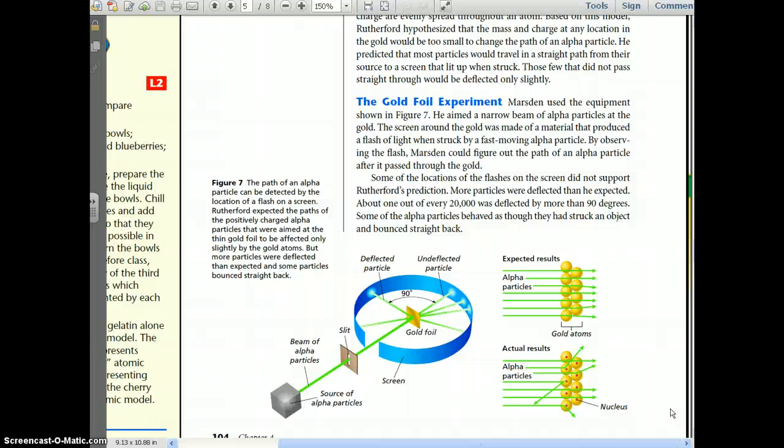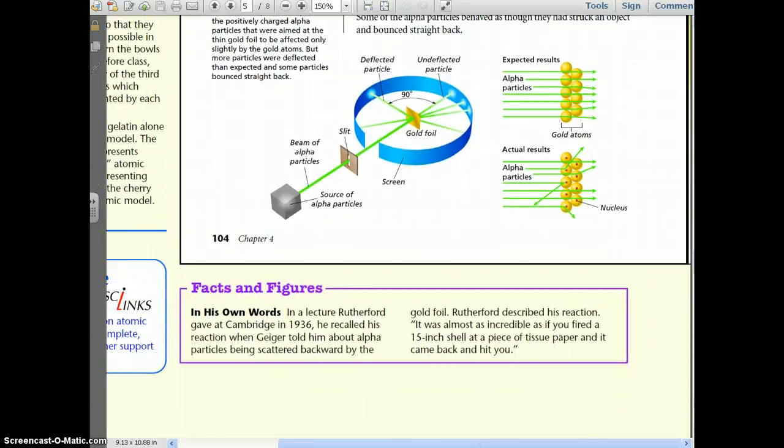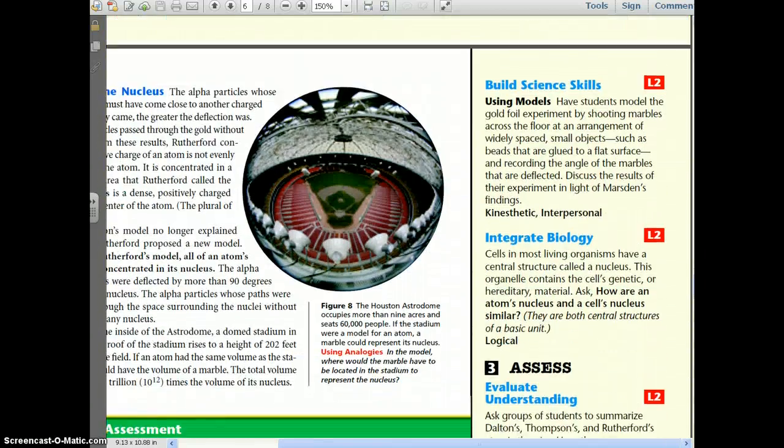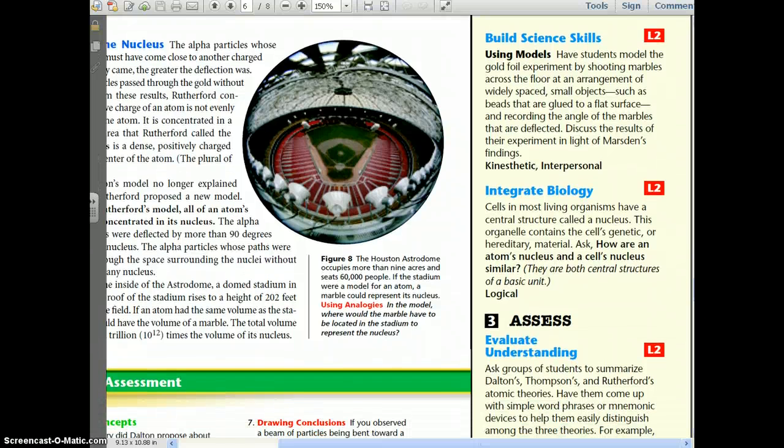Some of the locations of the flashes on the screen did not support Rutherford's prediction. More particles were deflected than he expected. About 1 out of every 20,000 was deflected by more than 90 degrees. Some of the alpha particles behaved as though they had struck an object and bounced straight back. That definitely was not something that he expected at all.